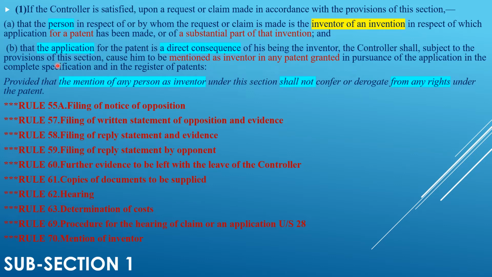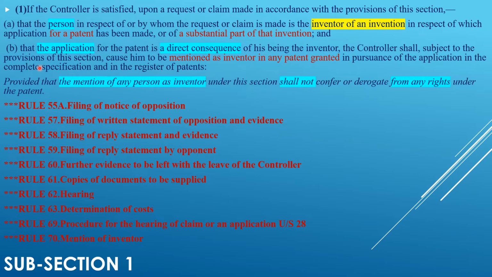Let us see what clause B says. That the application for the patent is a direct consequence of his being the inventor. That means the application is a direct consequence. The controller shall, subject to the provisions of this section, that means as per the section, cause him to be mentioned as inventor in any patent granted. That means in a granted patent, that person can be mentioned as an inventor in pursuance of the application in the complete specification as well as in the register of the patents.